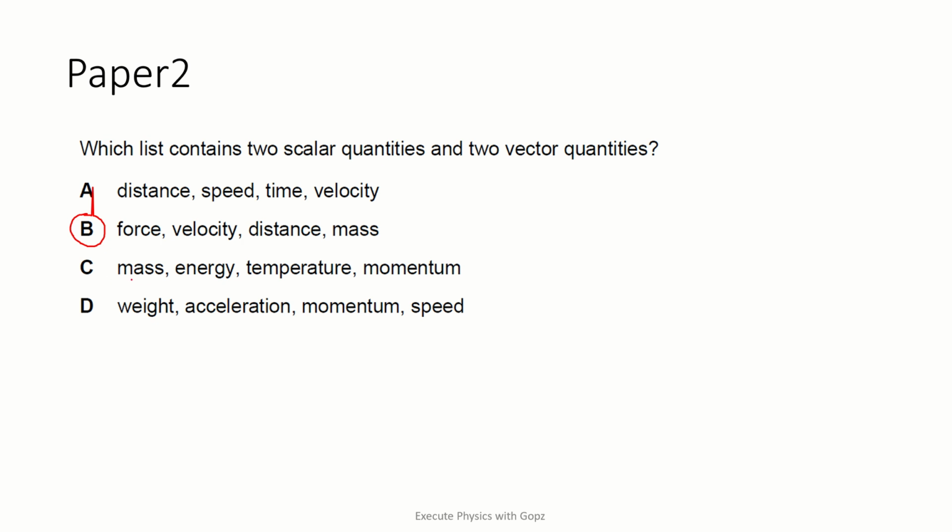So do you want me to check out C and D as well, just for your information? So let's just check. Mass, as already mentioned, it is scalar. Energy is scalar. Temperature, again a scalar. Momentum is a vector quantity because it is dependent on velocity. Weight, it has direction, so it is a vector. Acceleration, again it is dependent on velocity, so we have to put it under the category of vector quantities. Momentum, vector. Speed is a scalar quantity. So in this question the correct answer is option B.